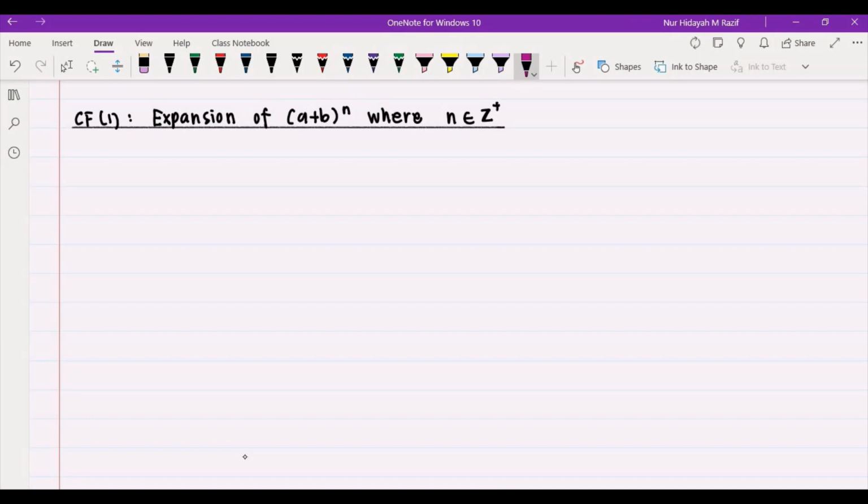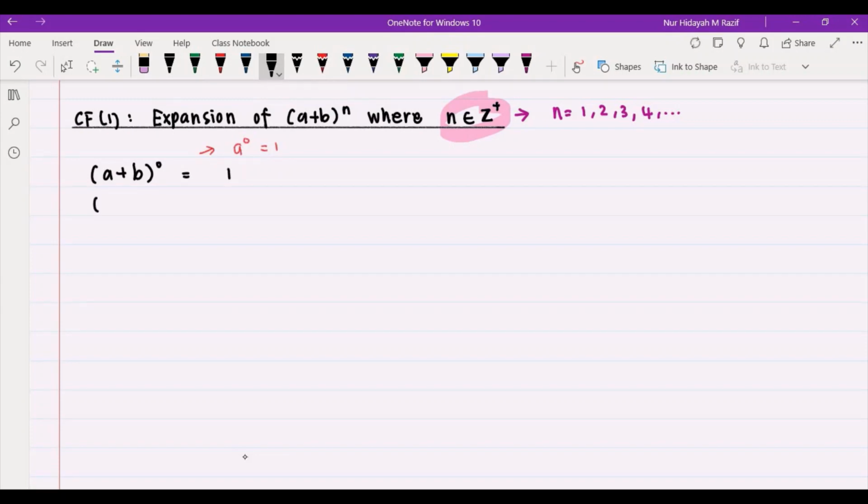Before we start with the expansion, we need to focus on this condition. It states that n must be a positive integer, which means n can only take the values 1, 2, 3, 4, and so on, as long as the number is positive and an integer. Before I start with n equal to 1, 2, 3, I'm going to start with (a + b) raised to the power of 0. We have learned in the first chapter that any non-zero number a raised to the power of 0 gives us 1. So that's what we have here, 1.